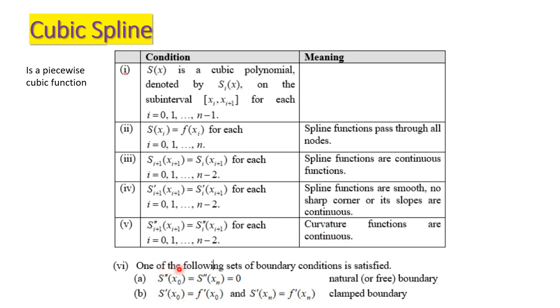Number 6, one of the following sets of boundary conditions is satisfied. If at the boundary points the second derivative must be equal to 0, then this is called a natural cubic spline. If S prime x0 equals f prime x0 and S prime xn equals f prime xn, this is called the clamped cubic spline.